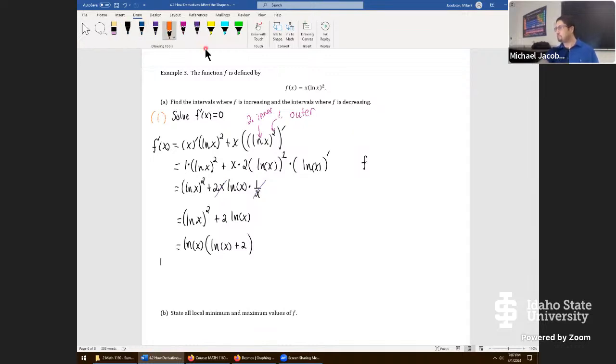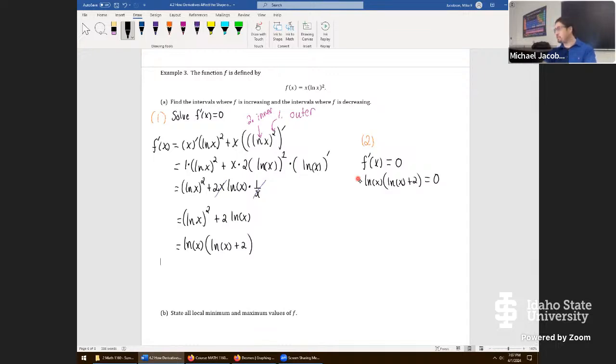Let's also call this step 2. In step 1, all we did was calculate the derivative, put it in a nice format. In step 2, we're going directly for that critical number. F prime of x equals 0 means natural log x times natural log x plus 2 is 0. This has just been a whole bunch of copying. But now at this stage, we're making some headway.